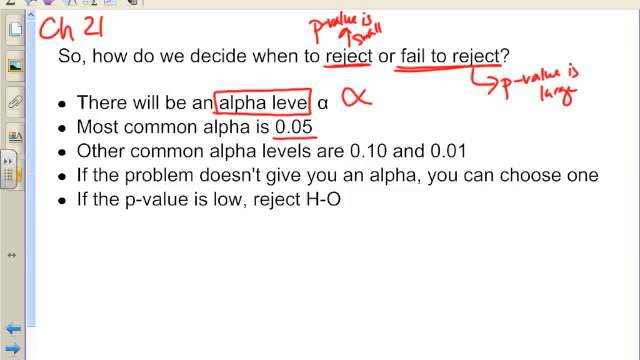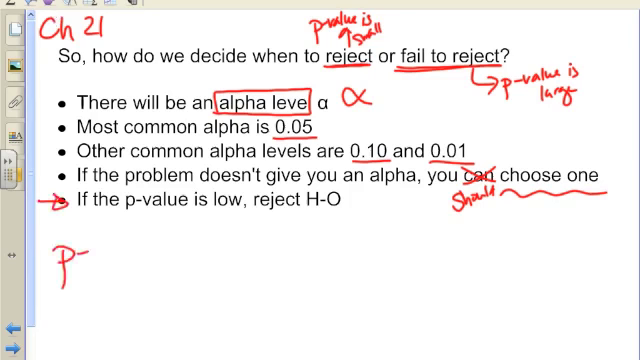But there are other alpha levels. 0.1 and 0.01 are often used. And if a problem doesn't give you an alpha level, you can choose one. Actually, I should not say can, I should say you should choose one. All hypothesis tests should have an alpha level starting now, so it gives you something to compare to. We'll come right back to this little poem.